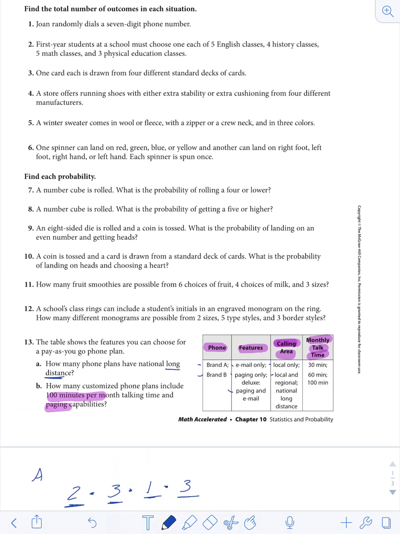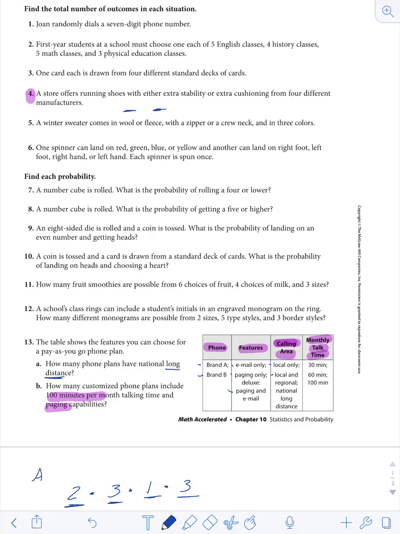I also had a question on number 4. So to go back up to number 4, okay, the store offers running shoes with either extra stability or extra cushioning from 4 different manufacturers. Again, there's 2 things I'm looking at. We have the support with either stability or cushioning, right? And the 4 different manufacturers. That could be Nike, Under Armour, New Balance, whatever, right?